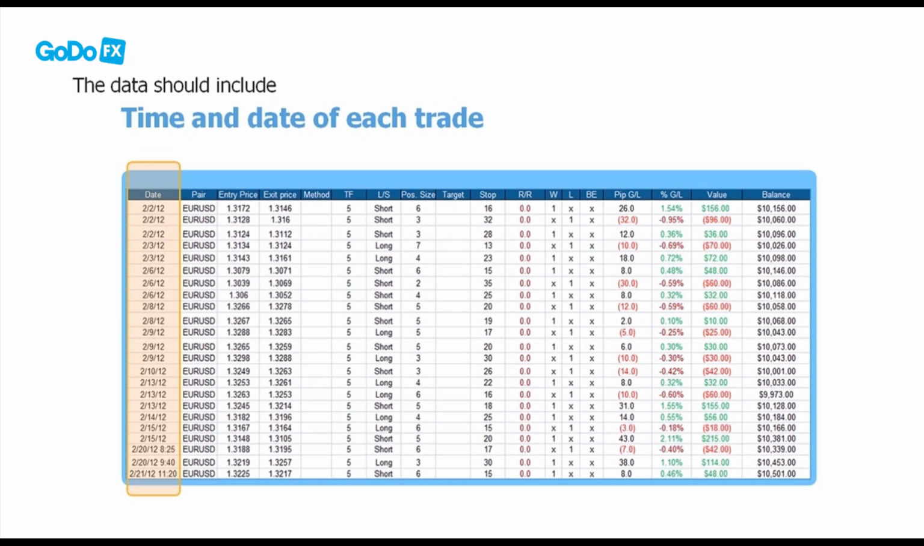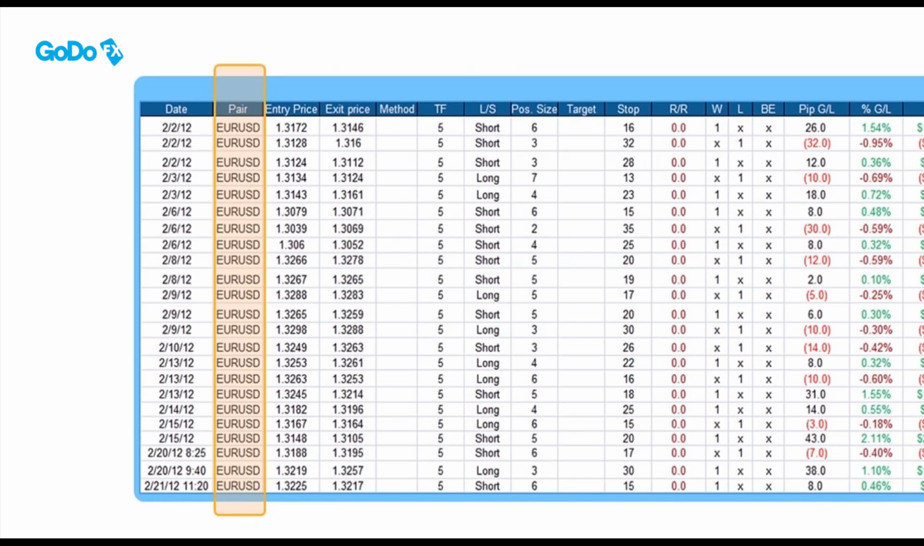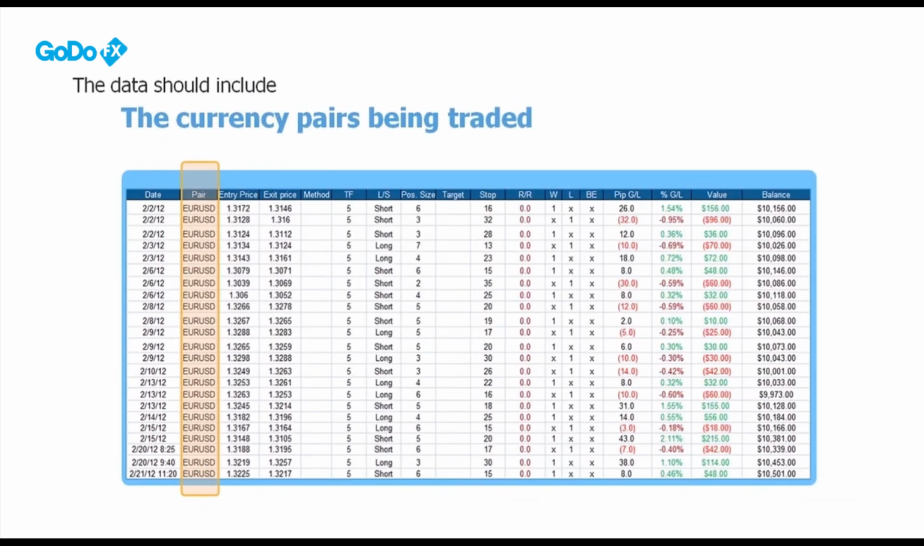on your chart. The next thing you need to record is the currency pairs that you trade. This is necessary in order to know which pairs are profitable and which are not when trading them with your strategy. You may need to remove unprofitable pairs from your system or explore new pairs to be incorporated into your future live trading.